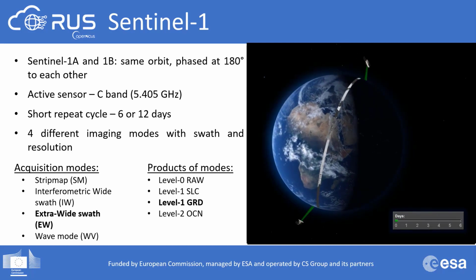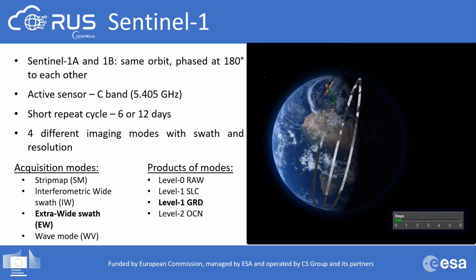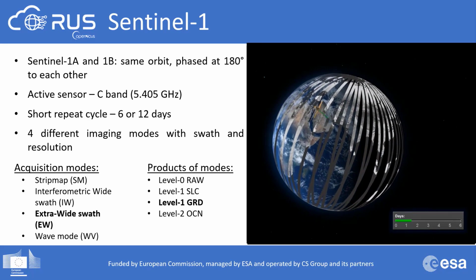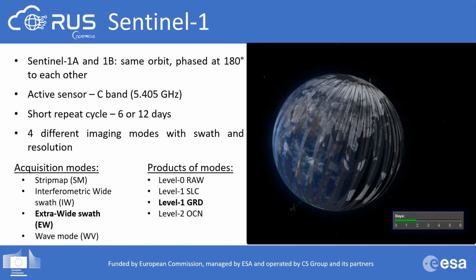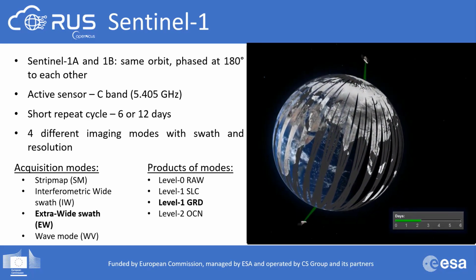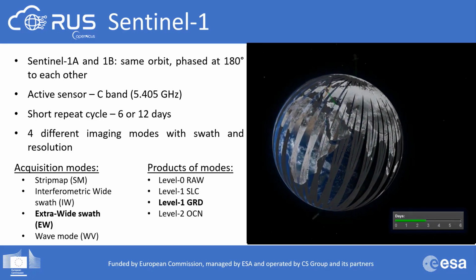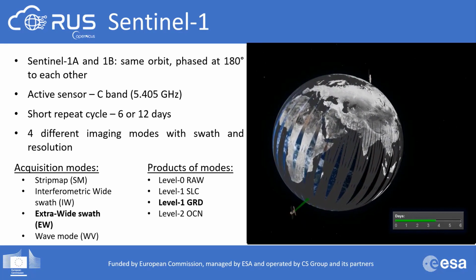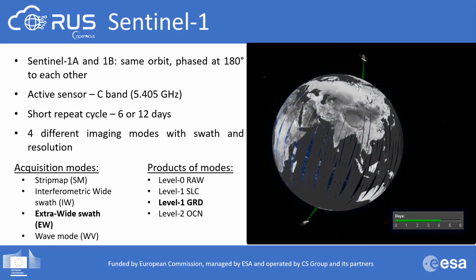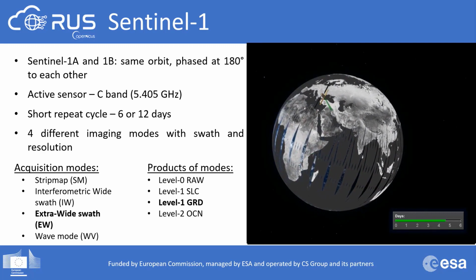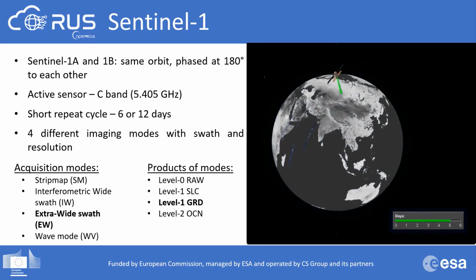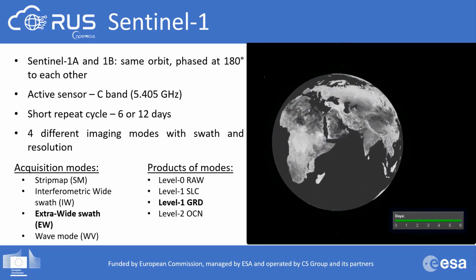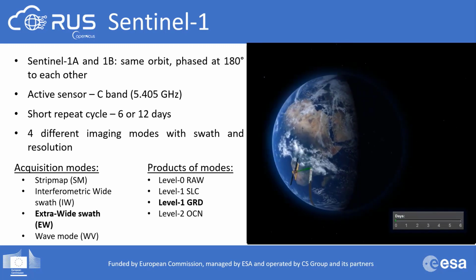The constellation allows a repeat frequency of 6 days over Europe, the Mediterranean, northern coast of Africa, and parts of the Antarctic. The satellite acquires data in 4 modes, which are the strip map mode, the interferometric wide swath mode, the extra wide swath mode, and the wave mode. Now, the primary modes are the interferometric wide swath mode with VV plus VH polarization over land, and the wave mode with VV polarization over open ocean.